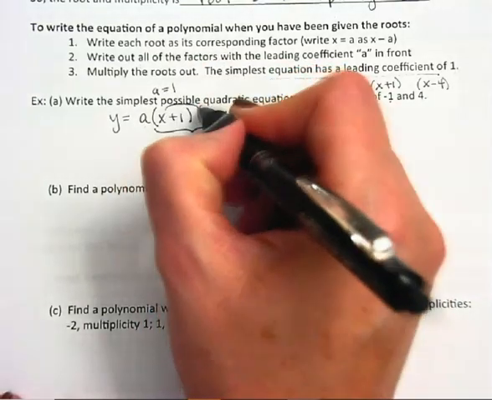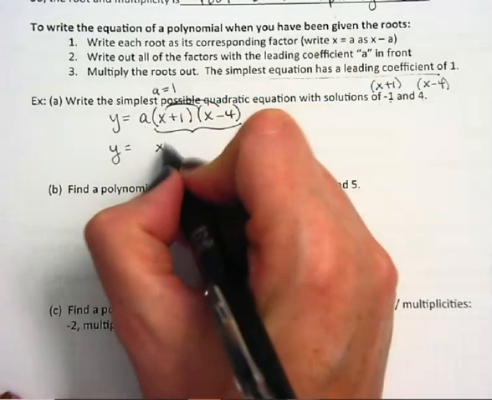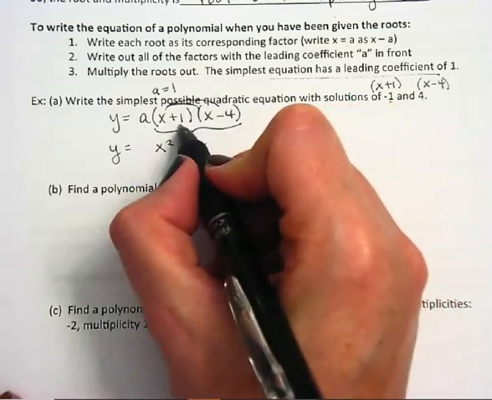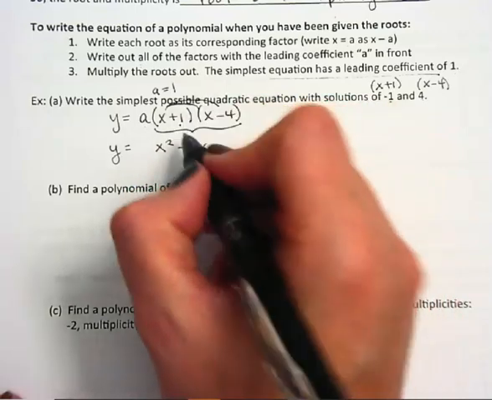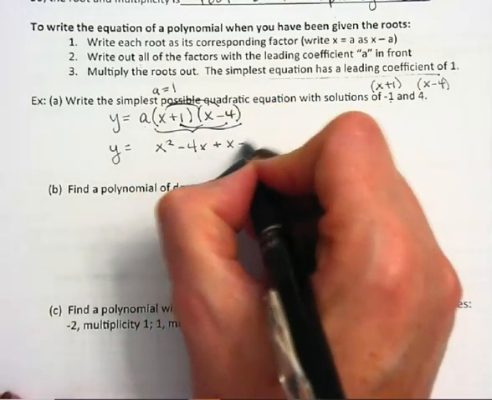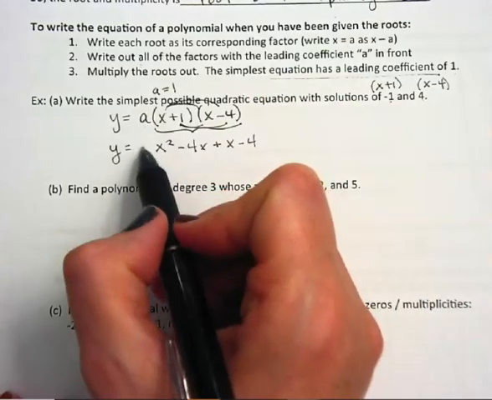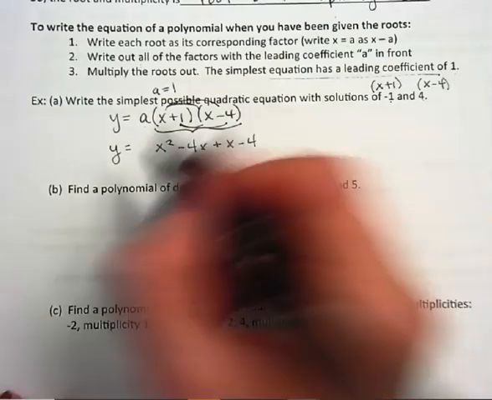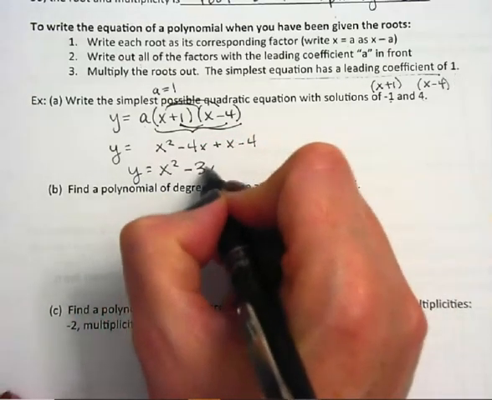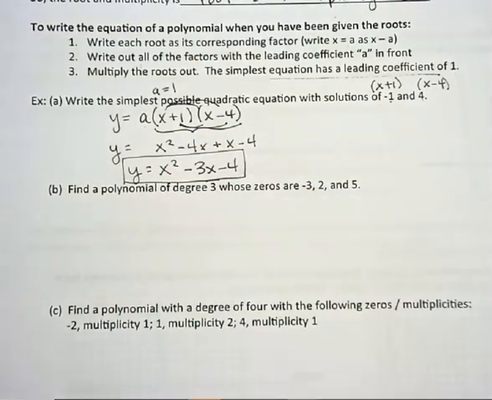Take this first term x and distribute it there. That gives me x squared and -4x. And then take the second term in that first binomial, the 1, and distribute it. So positive 1x and negative 4. And the a is going to be 1, so I'm not going to bring that down because if you multiply by 1, it doesn't change anything. So now I'm just going to combine my like terms. And there is my quadratic.